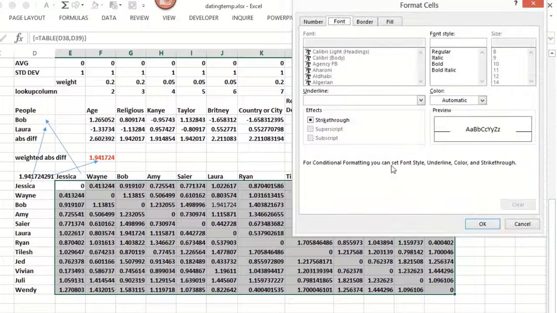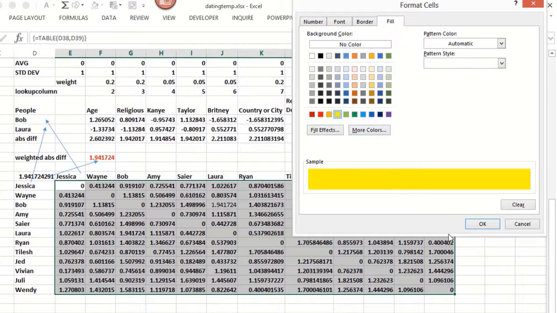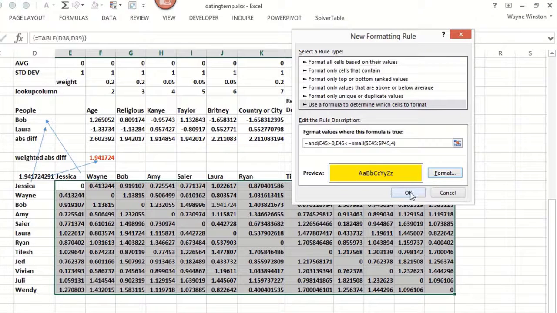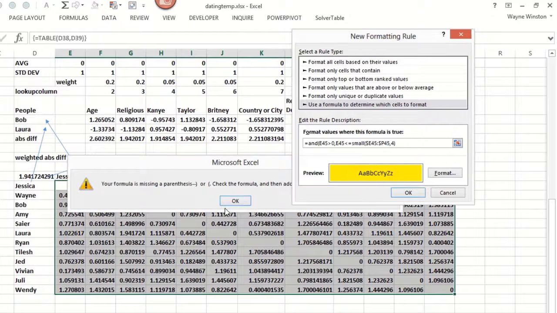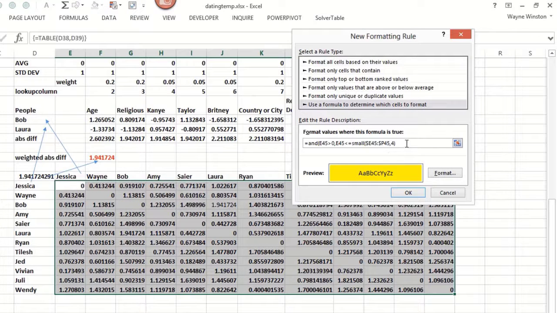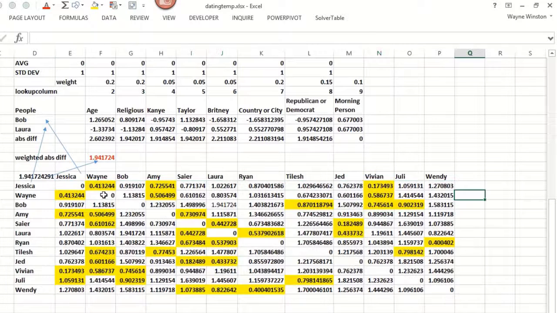We need a format. So yellow shows up pretty well. So we're missing a parenthesis there. Oh, right here, because the SMALL has a parenthesis. All right. So let's see. Jessica would be matched with Wayne, Amy, and Vivian. Wayne would be matched with Jessica, Amy, and Vivian. Julie would be matched with Jessica, Bob, and Talesh, and that looks like it works perfectly.